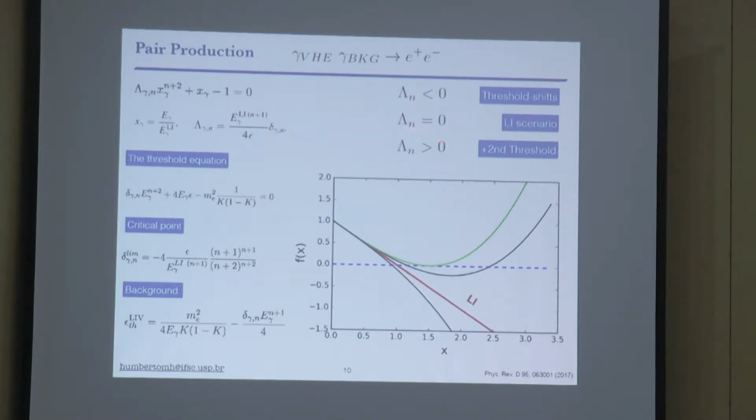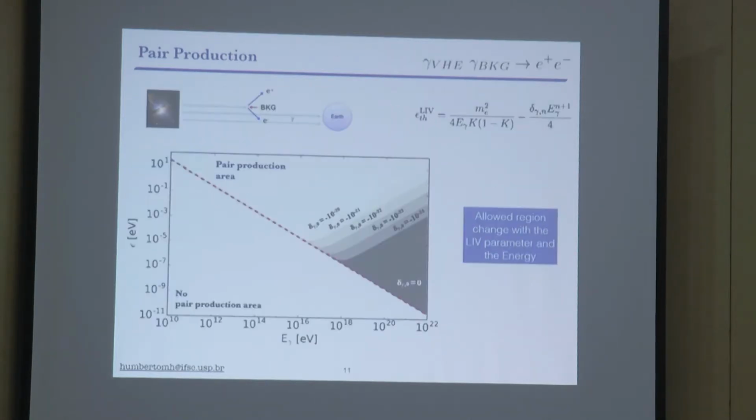However, if lambda is positive, you shift the threshold to higher energies, and besides that, there could be a second threshold in the equation. That means there will be a suppression of the power production in this region. This phenomenon can be called the subluminal case and the superluminal case, and for this work, we have chosen to work only in the lambda negative scenarios.